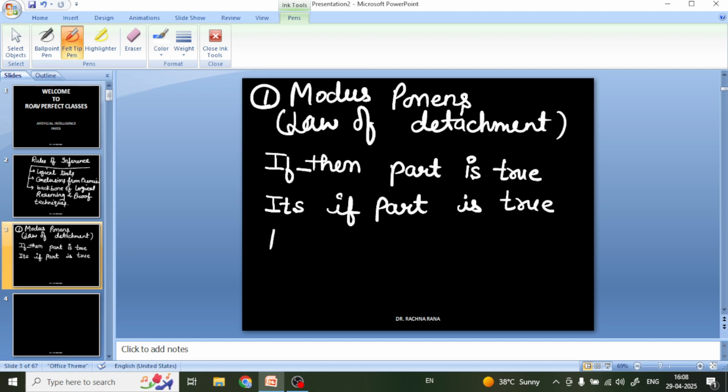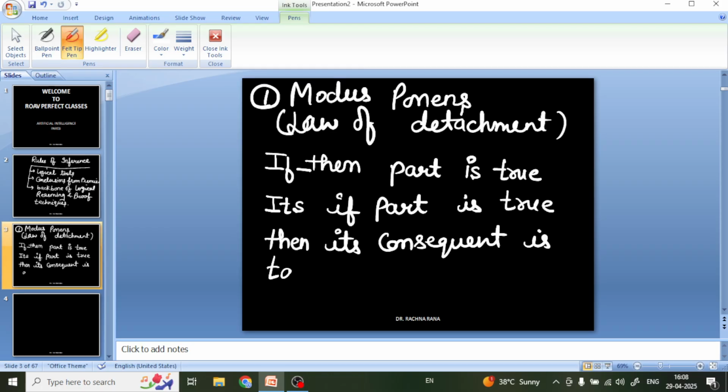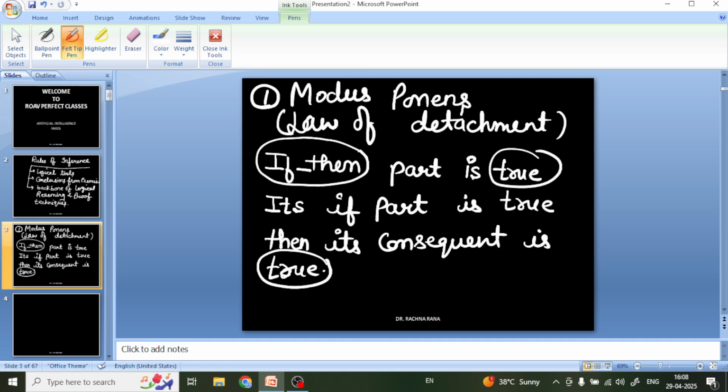then its consequent part is also true. If the if-then statement is true and the if part is true, then the then part is also true.